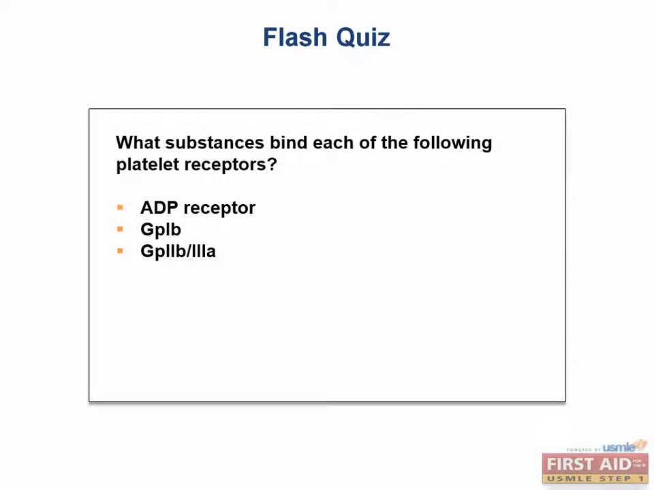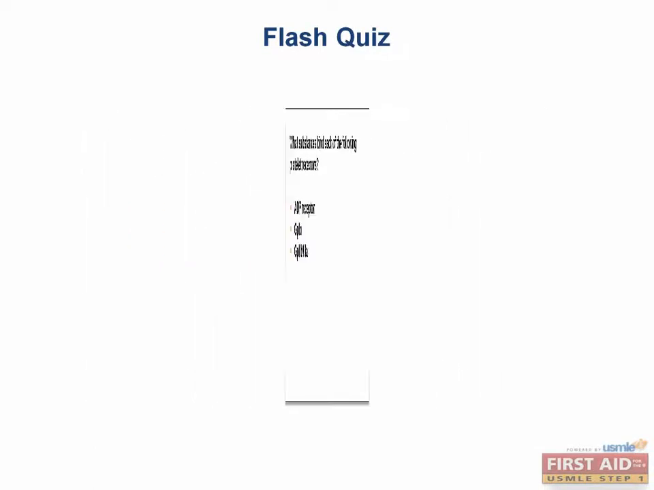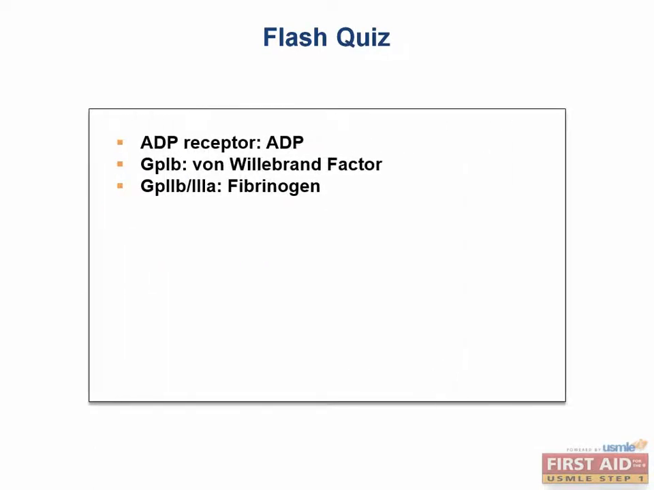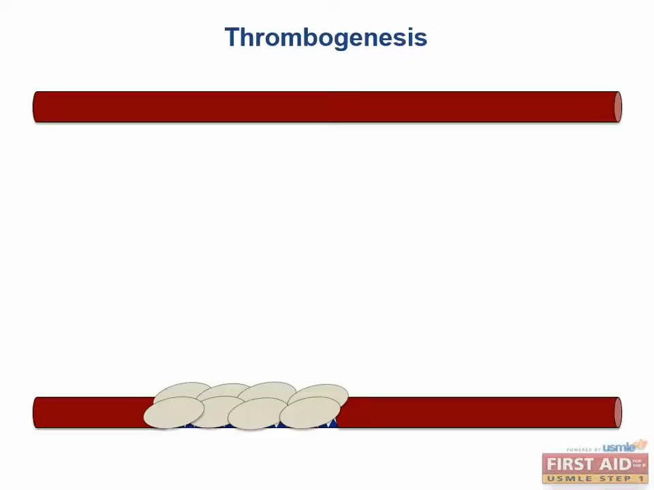What substances bind each of the following platelet receptors? ADP receptor, GP1B receptor, and GP2B3A receptor. That would be ADP for the ADP receptor, von Willebrand factor for GP1B, and GP2B3A binds fibrinogen, which later converts to fibrin. Now we just discussed thrombogenesis, or the formation of an insoluble fibrin mesh network, in some depth, but let's add a little extra detail, especially concerning the pharmacology that we'll see later.